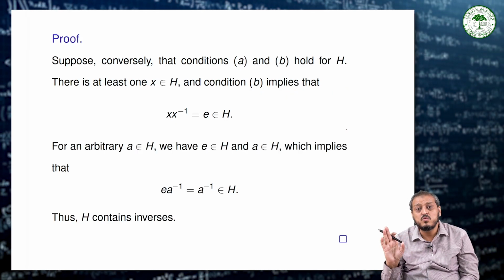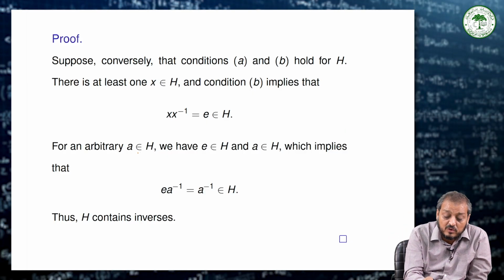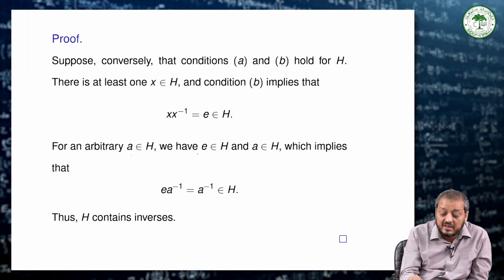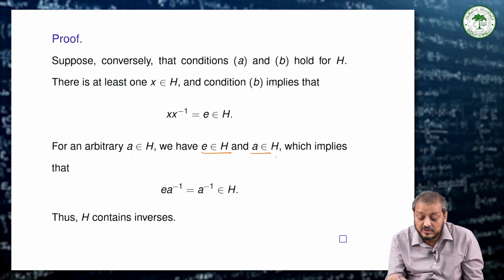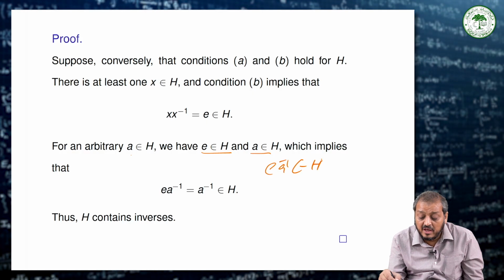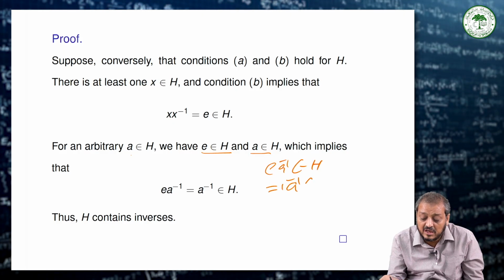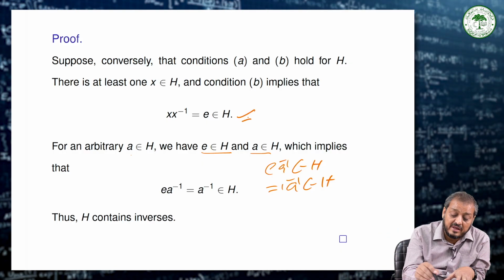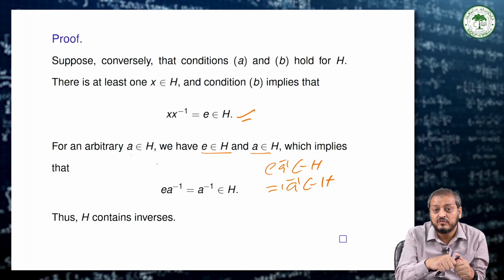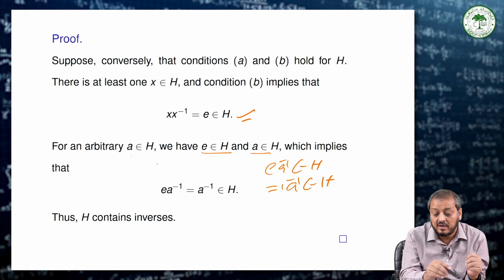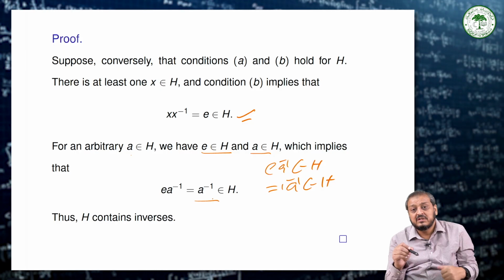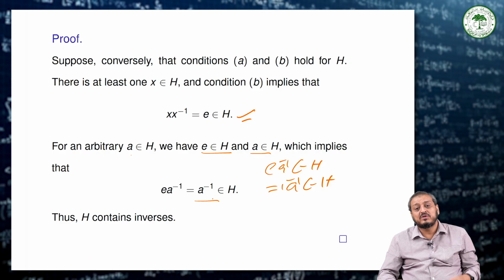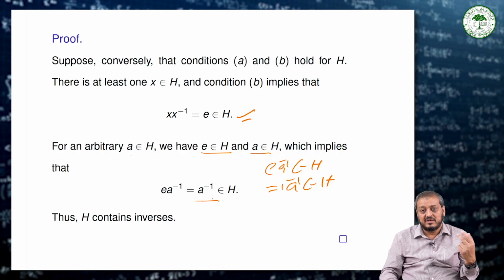Now next we have to show the inverse exists for any arbitrary a belonging to H. We know e is an element of H and a is an element of H, so condition B says that e a inverse is an element of H. If e a inverse is an element of H, then a inverse is also an element of H. We already showed that the identity element is in H. So for any arbitrary a belonging to H, and the identity also in H, by condition B, a inverse is also an element of H. So H contains the inverse, and we have proved two properties: the identity element is there, and H contains the inverses.